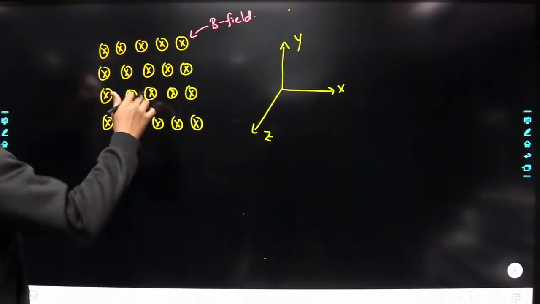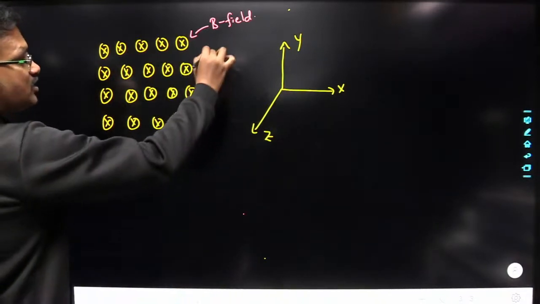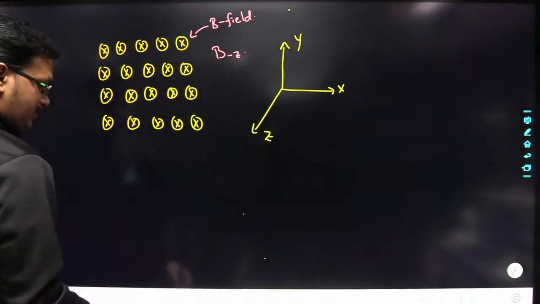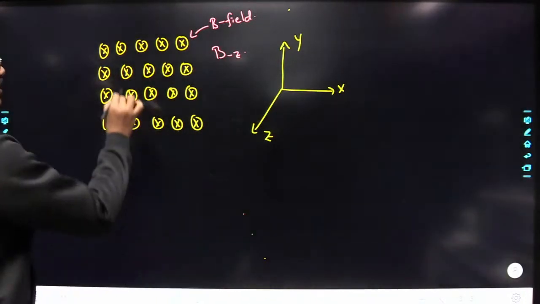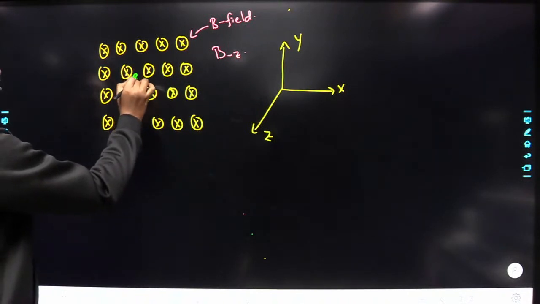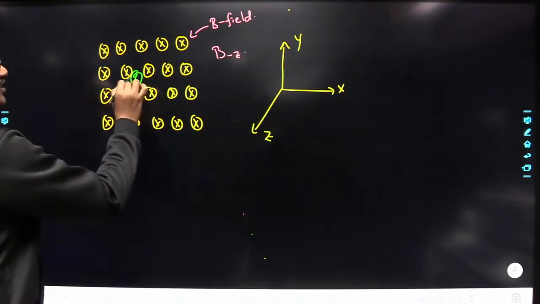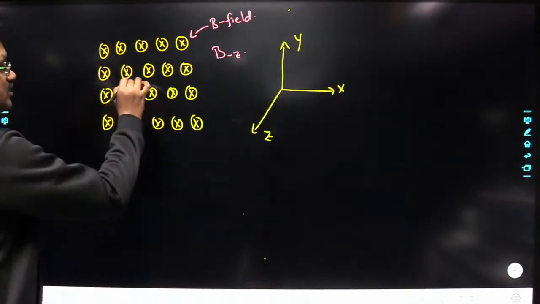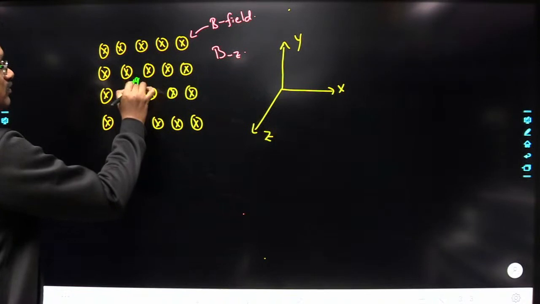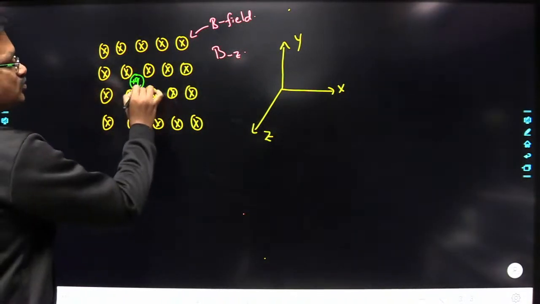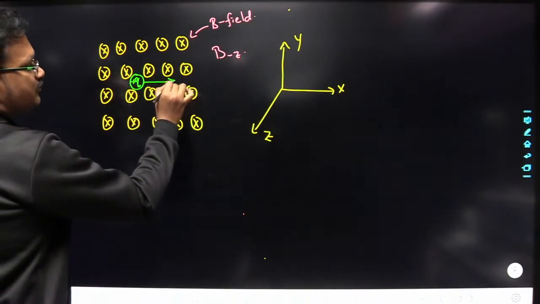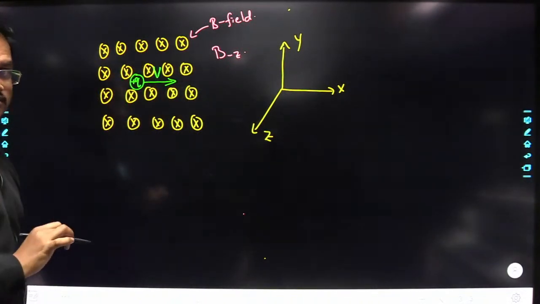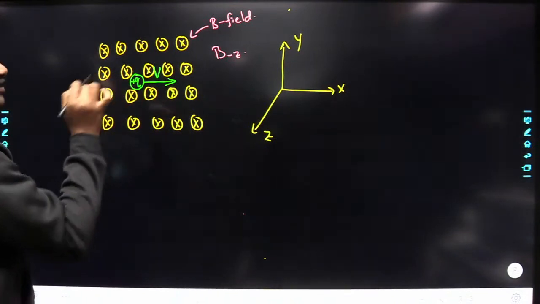So here the B field is pointing into the board, that means B field is in negative Z direction. Now let us consider charge Q. Let us say this is plus Q. Let us assume plus Q is moving with velocity V in X direction. Understood? And B field is pointing in negative Z direction.